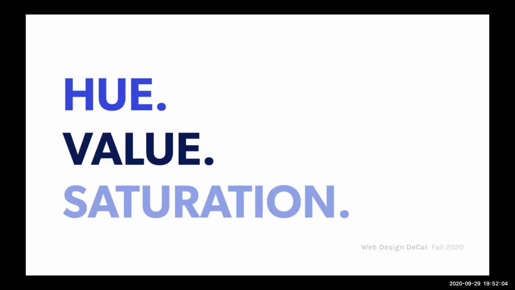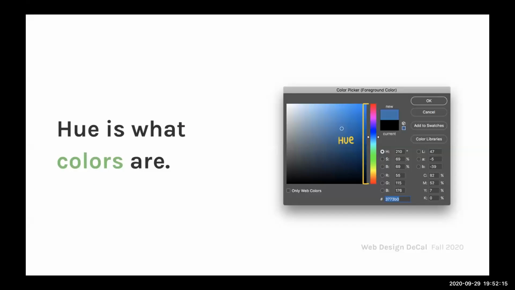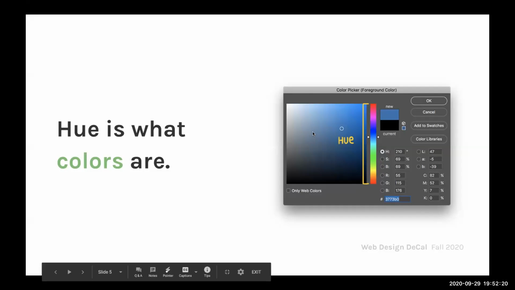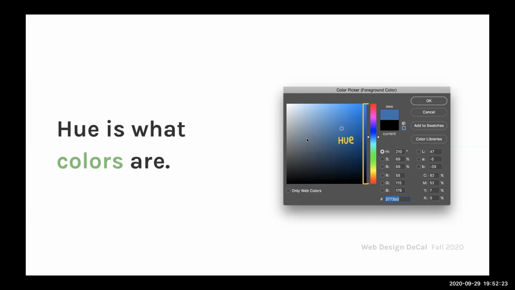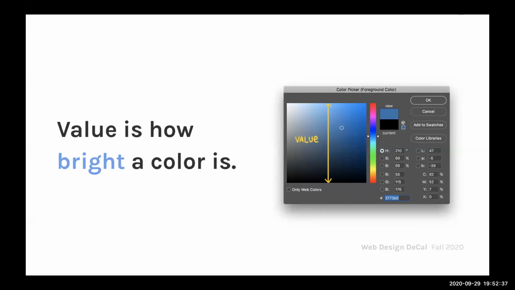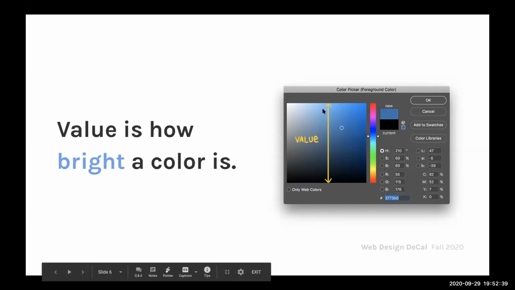Here are some important vocabulary words and things to understand in using color: hue, value, and saturation. Hue is what a color is, like the exact hex code in these color pickers. It's any one point in this massive variety of colors, even just within this section, it is a hue. Then value is how bright a color is, so how much white or black is in it, how light or dark it is.